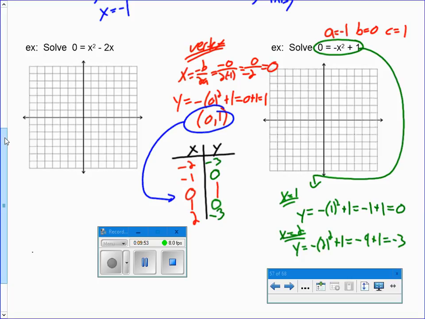Now we take these points, graph them, and we're going to find our x-intercepts. So we have 0, 1; -1, 0; positive 1, 0; 2, negative 3; and negative 2, negative 3. Now we have the graph, and our two x-intercepts are right here at 1, 0, and negative 1, 0. So our two answers are positive 1 and negative 1.